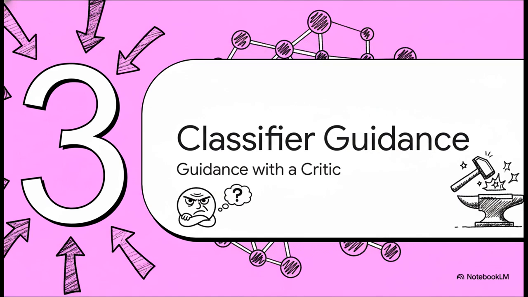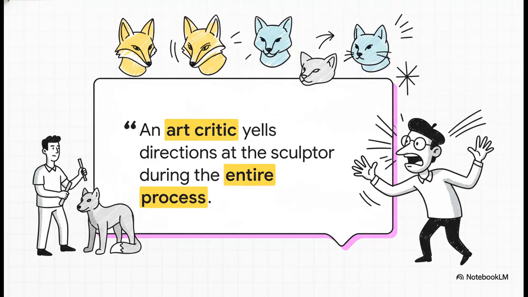It's a method called classifier guidance. And, it was a really clever idea, but as you're about to see, it came with some serious drawbacks. Let's go back to our blindfolded sculptor. With classifier guidance, it's like we hire an art critic to stand right next to them, and this critic is just yelling directions at every single step. No, make it more fox-like, less like a cat, the ears need to be sharper.